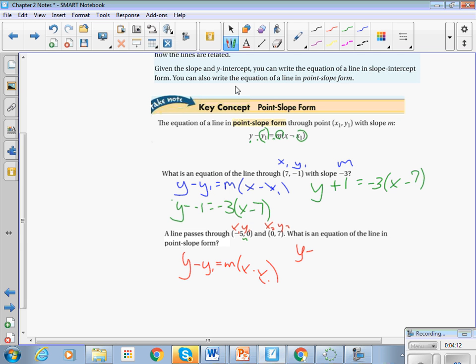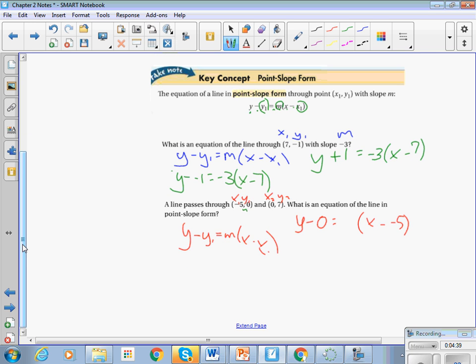We are going to replace our y1 with 0. We are going to put our slope in, but I don't have a slope, so I just have 2 points. And it's going to be x minus x1, which is -5. So I have to go and find the slope first. And if we remember, the slope formula is y2 minus y1 over x2 minus x1. Definitely write that down because writing it down another time will help you remember it.